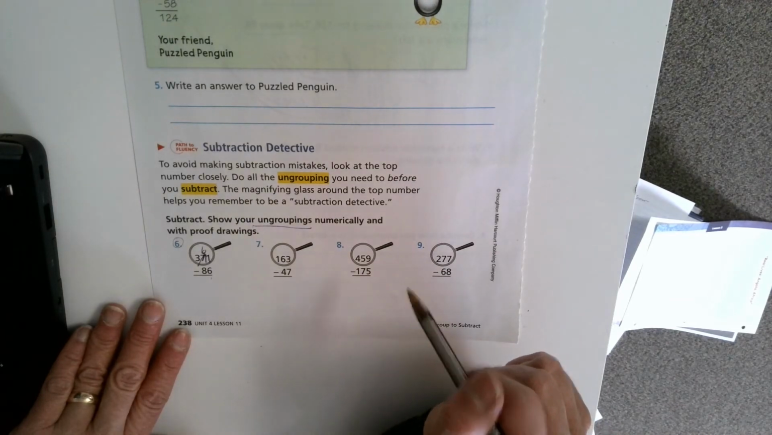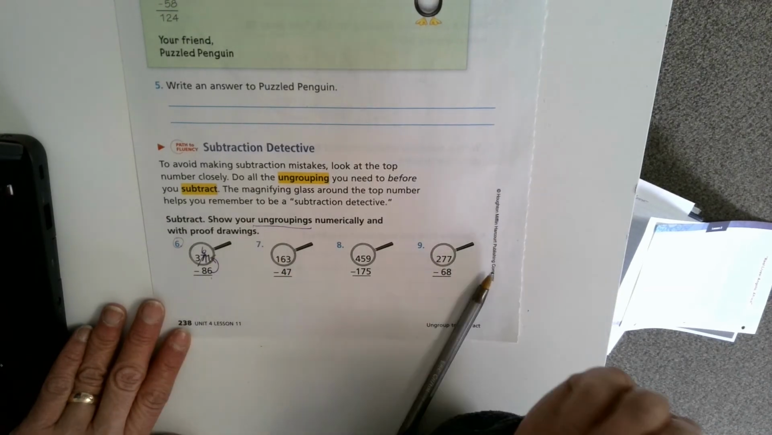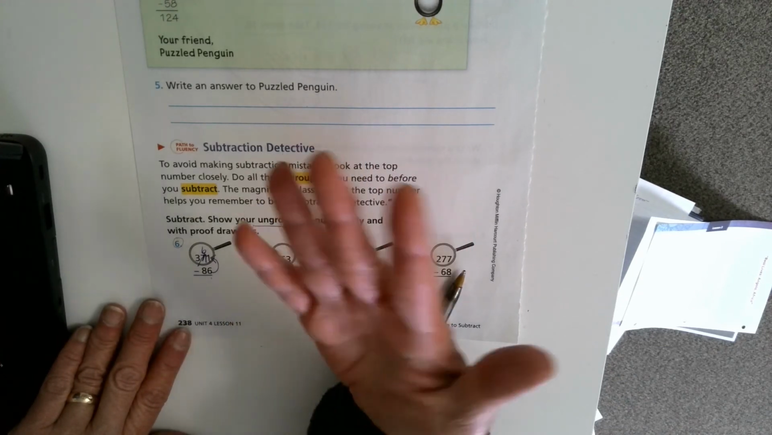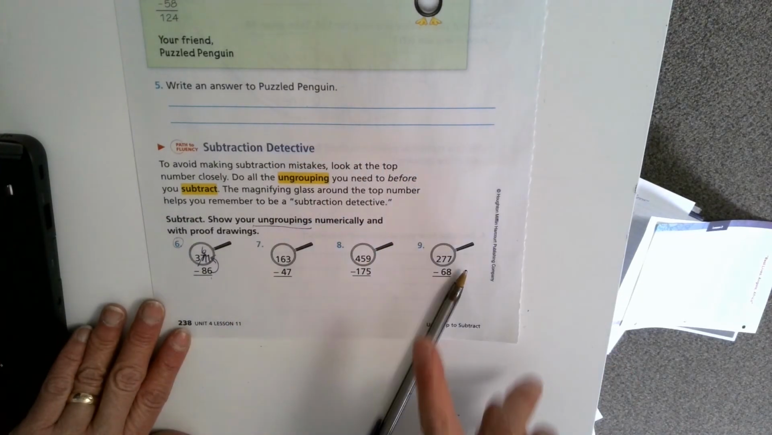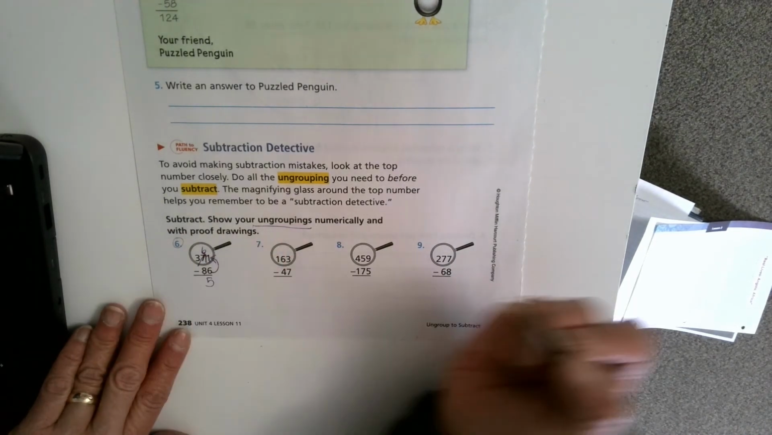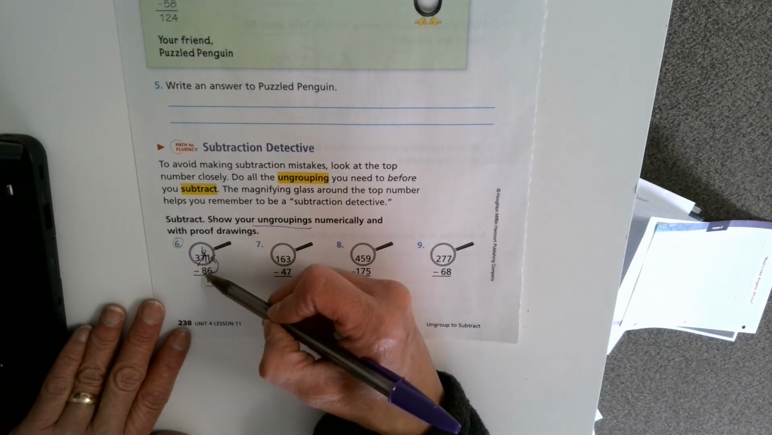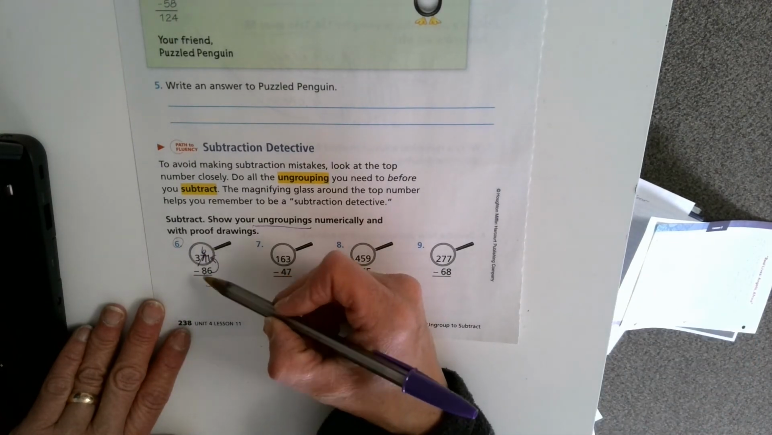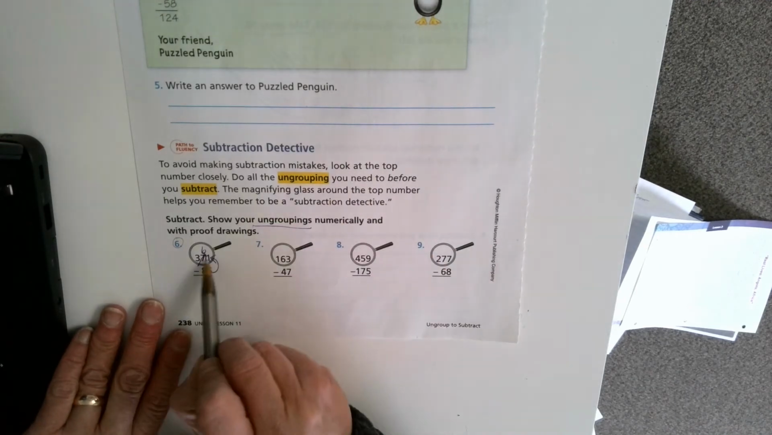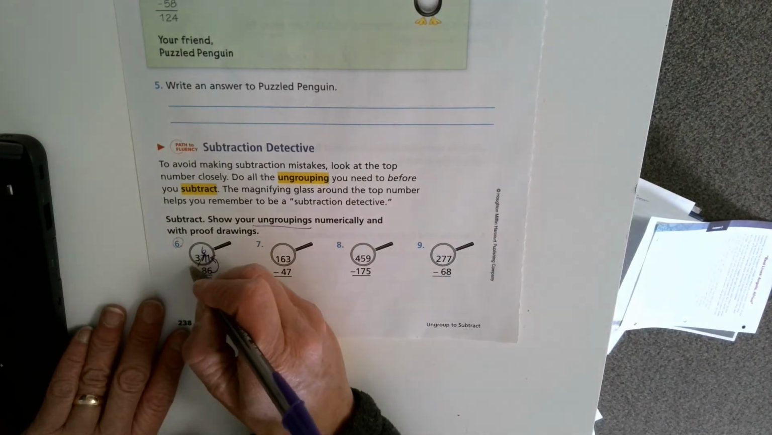I can do that. I like to count up, so I'm going to start with 6, count up to 11. 7, 8, 9, 10, 11. My answer would be 5. Now I have 6 minus 8. That's not going to work because 6 is less than 8. The number on top has to be greater than the number below that you're taking away, or it's not going to work. So I have to borrow or ungroup the hundreds place.